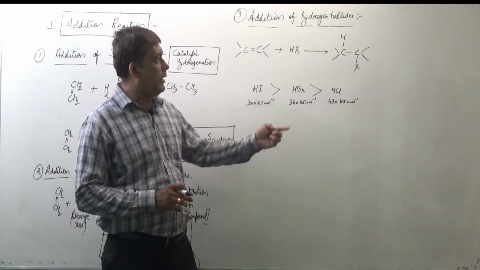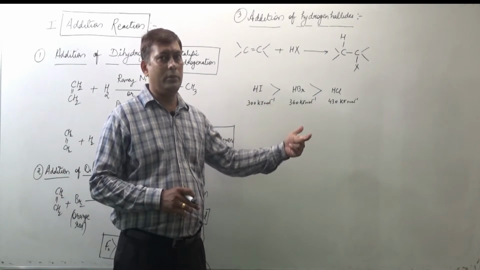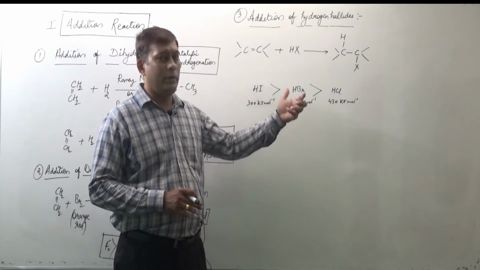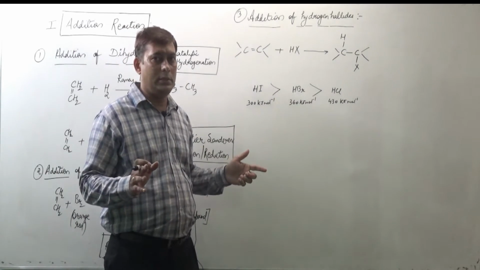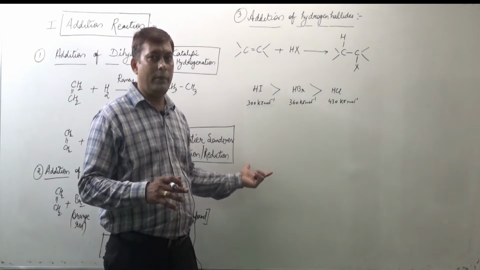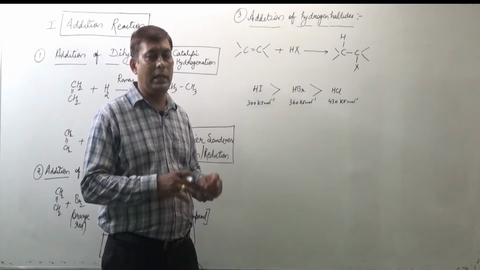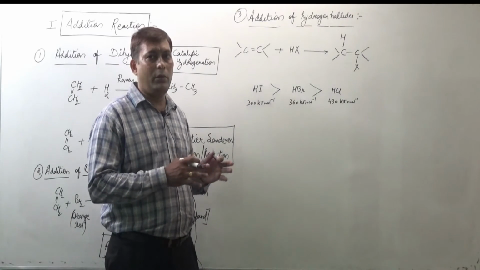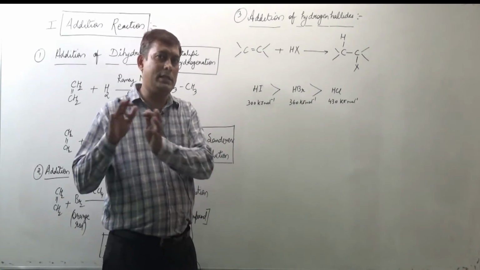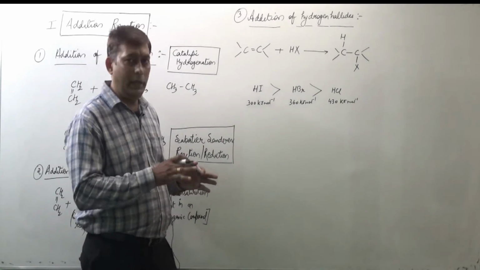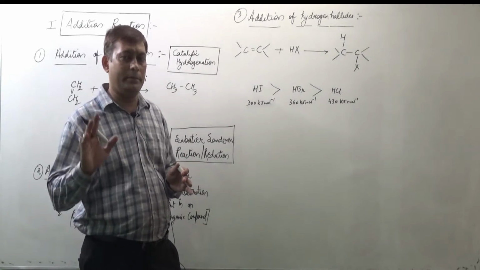And the product formed as a result of electrophilic addition reaction depends upon the type of the alkene. There are two types of alkenes. One type is symmetrical and another type is unsymmetrical. The alkenes undergoing electrophilic addition reaction may be symmetrical or unsymmetrical, and depending upon the type of alkene, the product is decided.